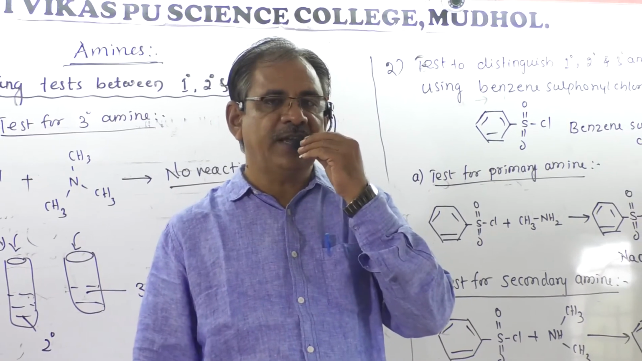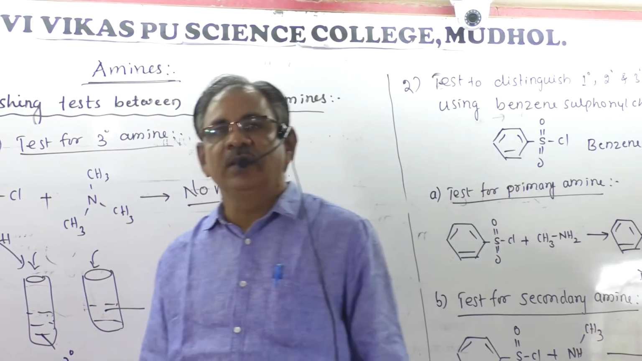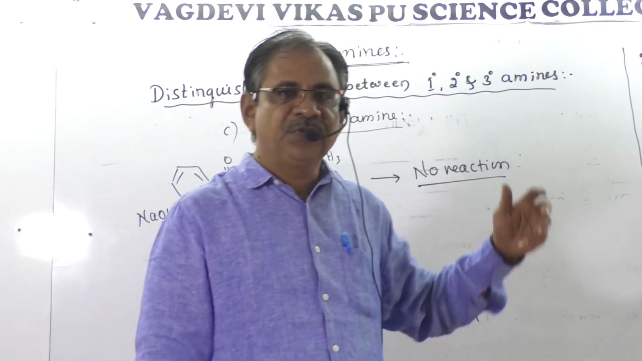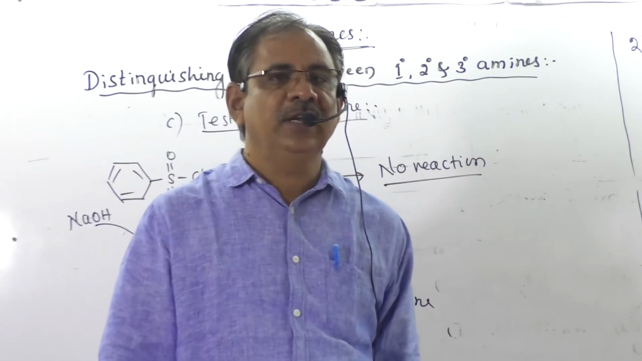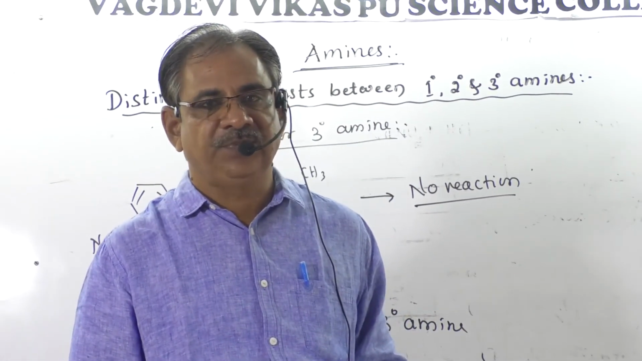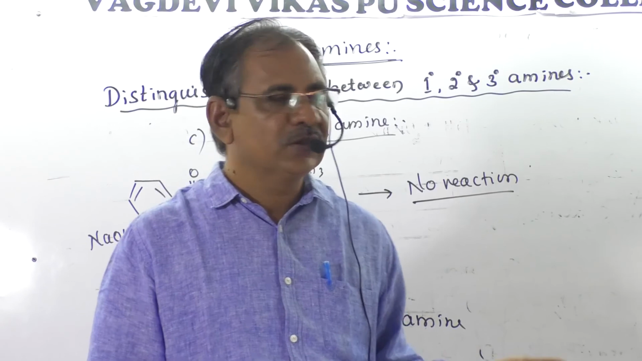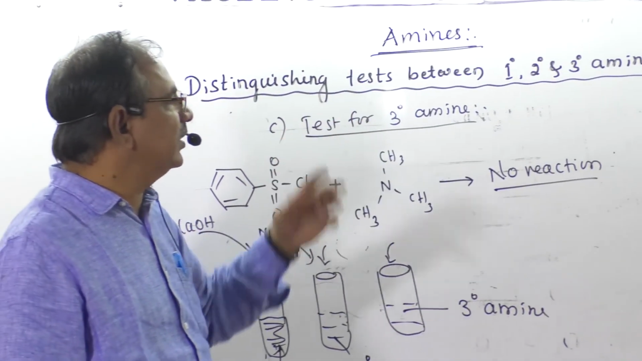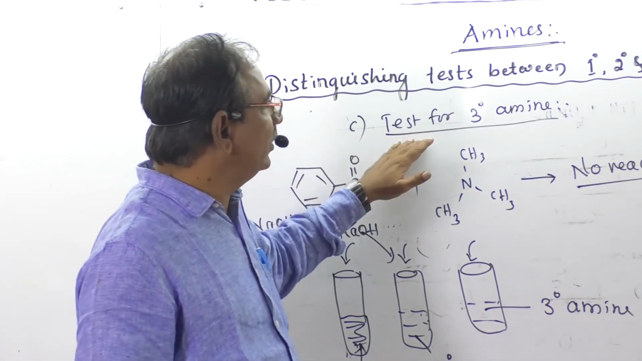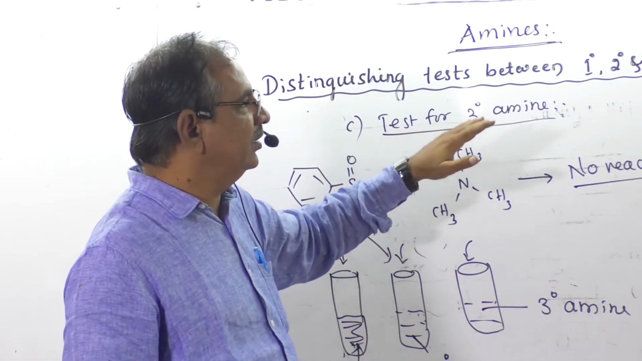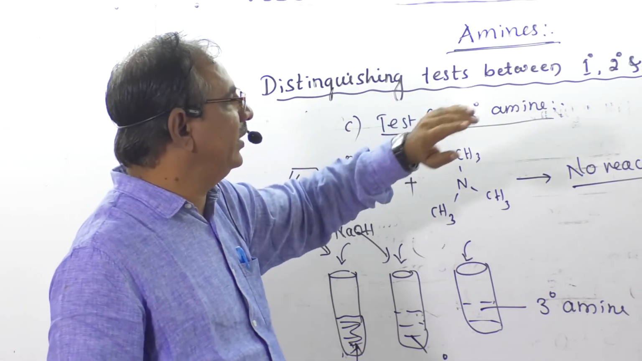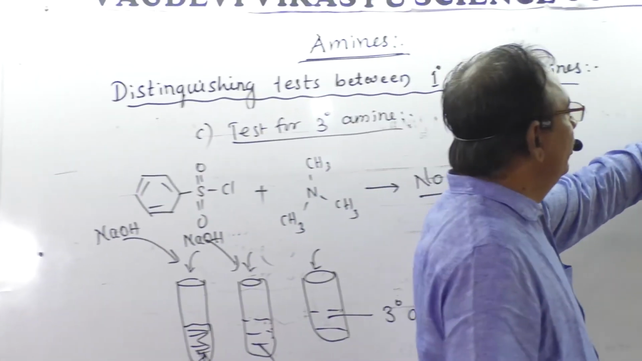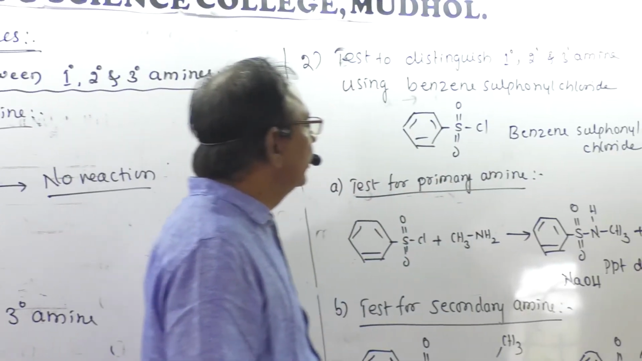Electrophilic substitution reactions: electrophiles means electron deficient species, which attach to the electron sufficient species, that means the benzene ring. So we will discuss the electrophilic substitution reactions of amines. First, you can write down these two tests for primary, secondary and tertiary amines. The first test is the nitrous acid test. The second test is the benzene sulfonyl chloride test.